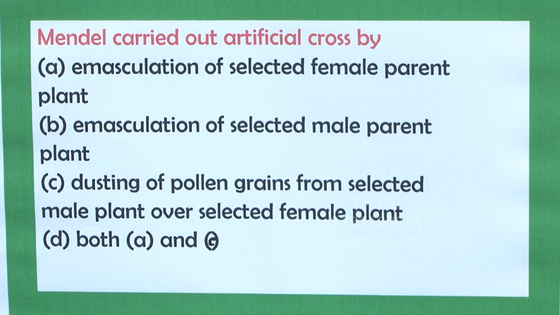And option C is dusting of pollen grains from selected male plant over selected female plant. So, when you consider all these options, option A and option C are the correct options, and hence the correct option in this question is option D, both A and C.